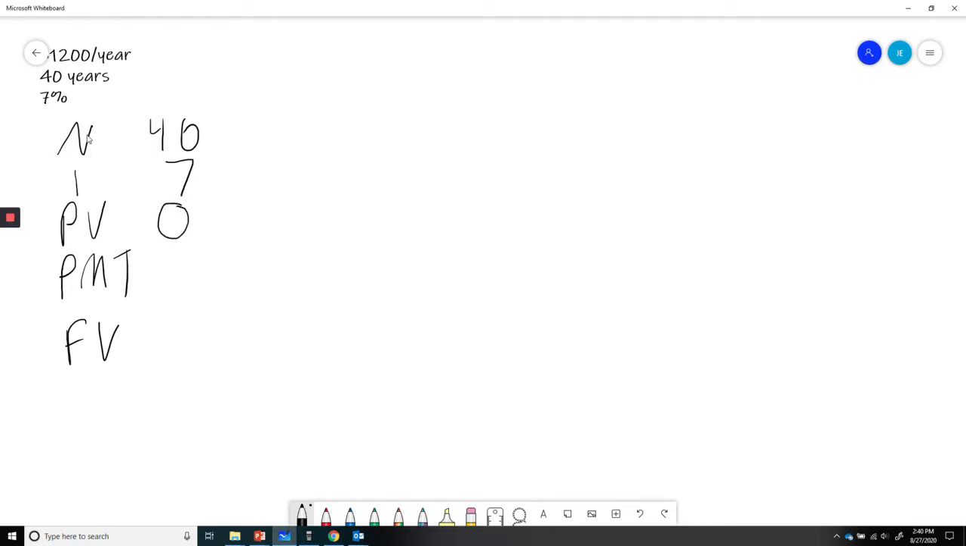So where do we start? Always write out the variables. So my N is 40 years. My I is 7%. N and I are a great place to often start because they're the most easily understood. Present value, it doesn't say I'm starting with anything. So I'm going to assume it's zero. And that's generally what you do if it doesn't specify.